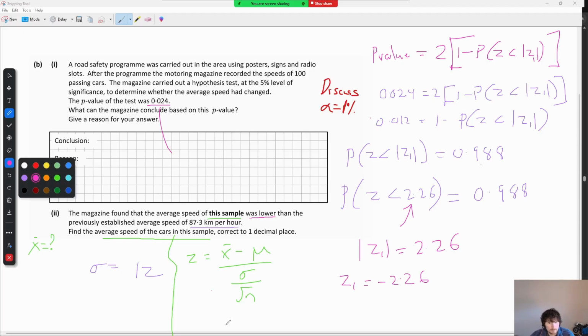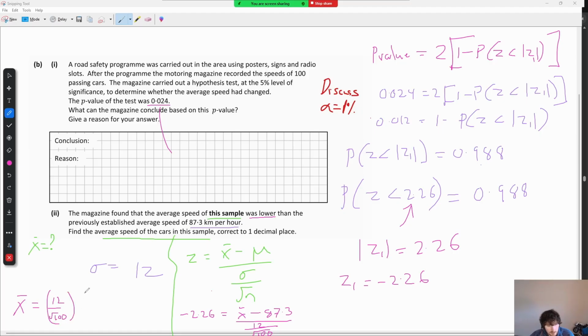Let me get another color. So we're going minus 2.26 equals the x bar that we're looking for, minus the mu, which is in the question, 87.3, all over, as I said, we'd need that sigma from before, which is 12 over the root 100. Over the root 100, the hundred from up there, okay? So then you can just move this around. I'll move it around pretty bluntly here. X bar equals 12 over root 100, which gets multiplied by the minus 2.26. Then the 87.3 comes over, and then it's plus 87.3.